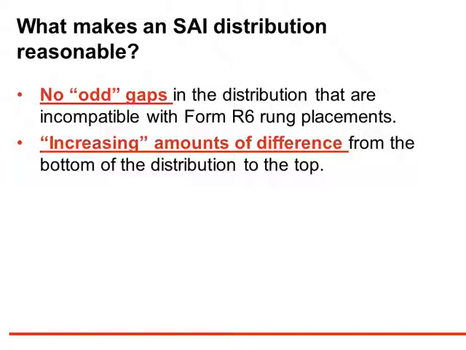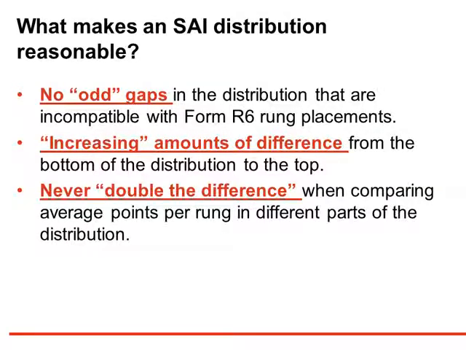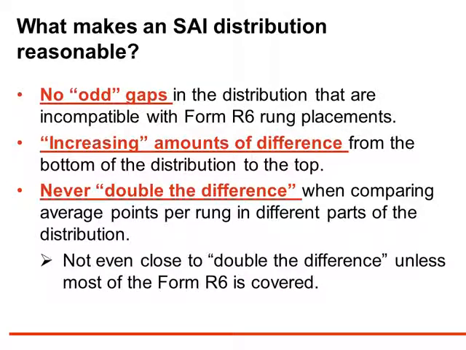We also know, though, that there should never be double the difference when comparing the average number of points per rung in different parts of the distribution. Indeed, we would only expect to see close to double the difference if the OP eligible students covered most of the Form R6.